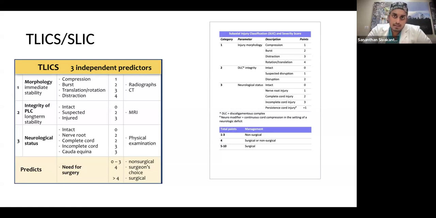The second being the integrity of the posterior ligamentous complex or the discoligamentous complex, whether it's intact, suspected, or injured. And the final component being the neurologic status of the patient, whether they're intact all the way up to incomplete cord injury or cauda equina. These classification systems can then be summed into non-surgical 0 to 3, surgical greater than 4, and then essentially dealer's choice at 4.